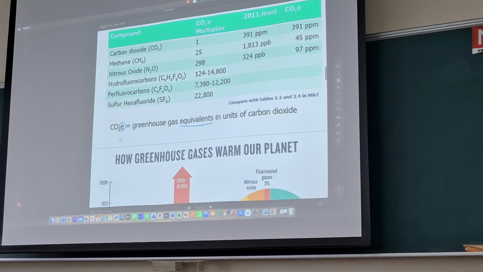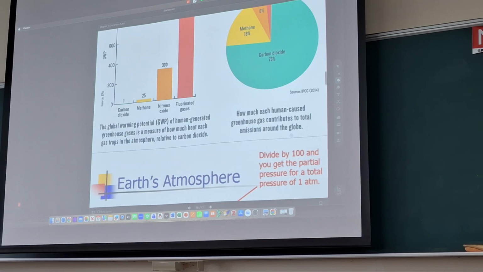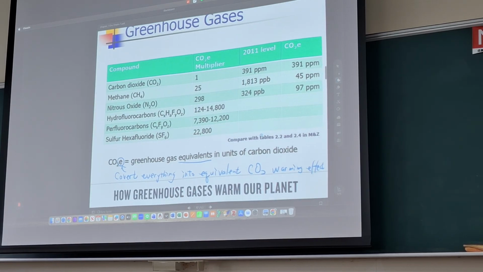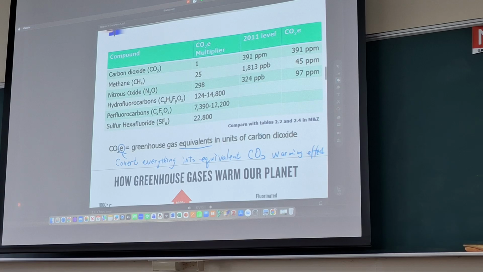Convert everything into equivalent carbon dioxide warming effect. So this is CO2e.